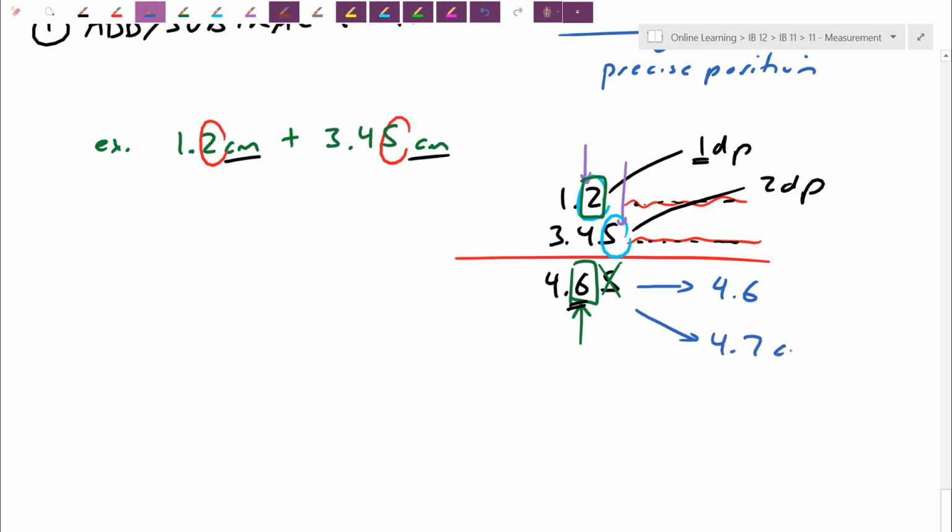Let's just go 4.7 centimeters. And that way we have the precision. We still have preserved our guess. Oh, because the first one was done with our first ruler, not as good a ruler, our final answer is only precise to that same position.